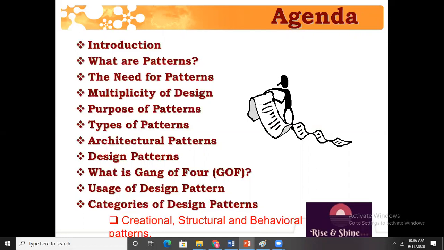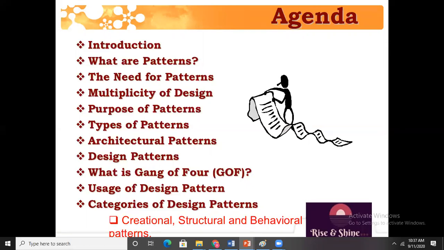Then the different types of patterns used in software development, such as what do you mean by architectural patterns? That is how these patterns are used while dividing the systems into subsystems, and then we will start our journey towards design pattern, which is more of a focus of this video series. Then I will introduce you to what is a gang of four, or what do you mean by GOF pattern.